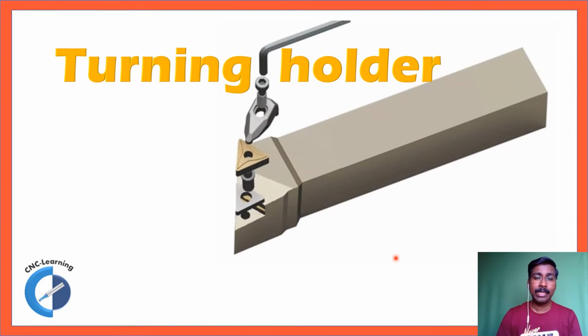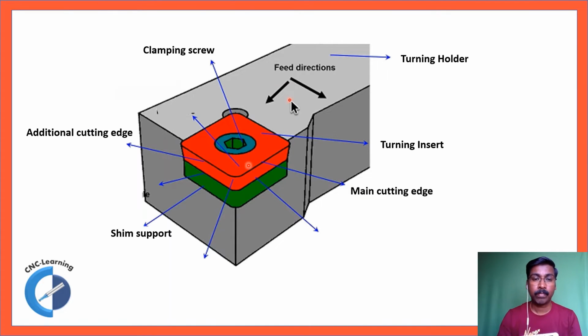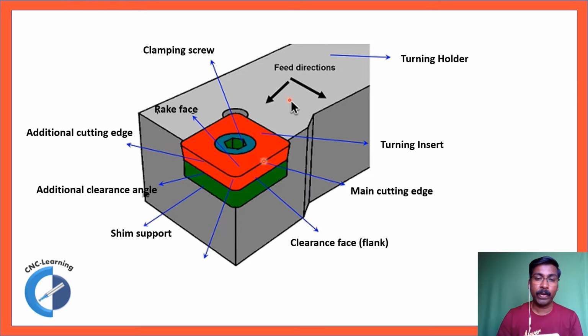Now we'll see a turning holder. So you can see the holder, then shim, insert, clamp, everything is there. So this is the holder, turning insert, shim support, clamping screw. This is the main cutting edge. Additional cutting edge, this one. Clearance face, this is the clearance face. Additional clearance angle on this. Rake face, nose radius.